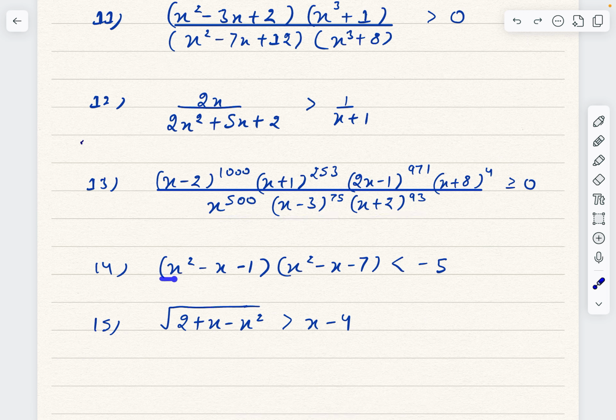14th one, x square minus x minus 1 into x square minus x minus 7 less than minus 5. 15th one, square root of x, square root of 2 plus x minus x square greater than x minus 4.